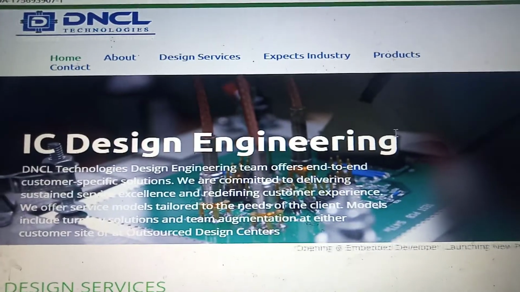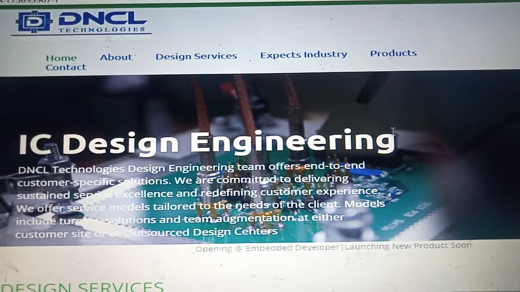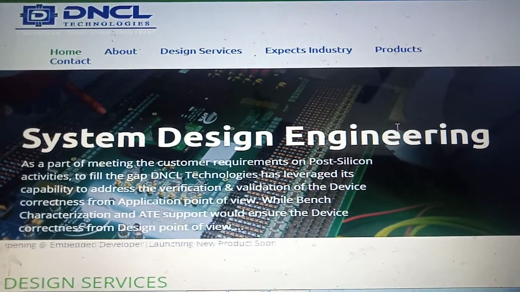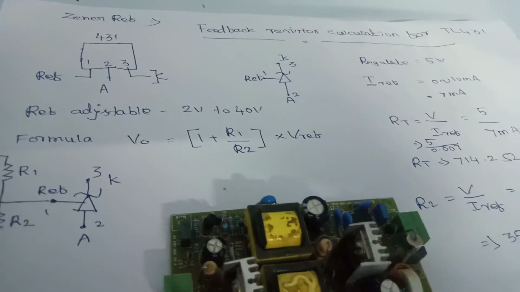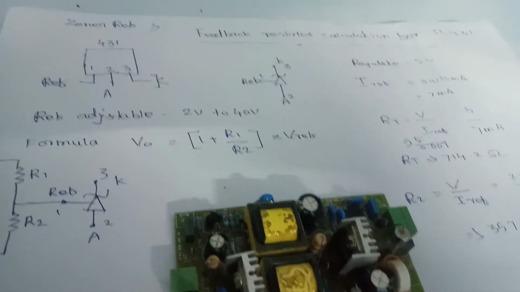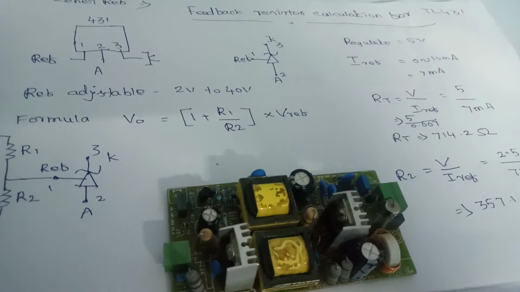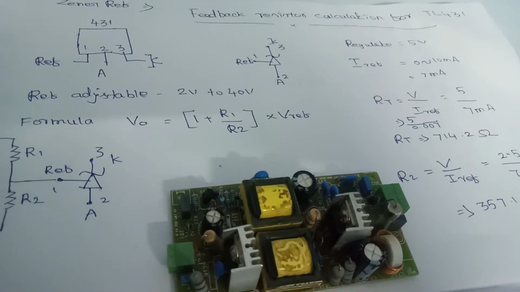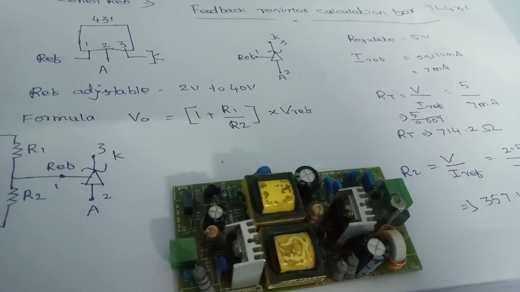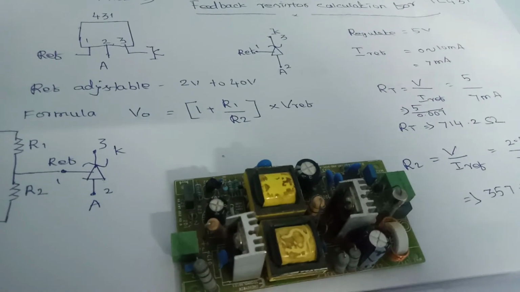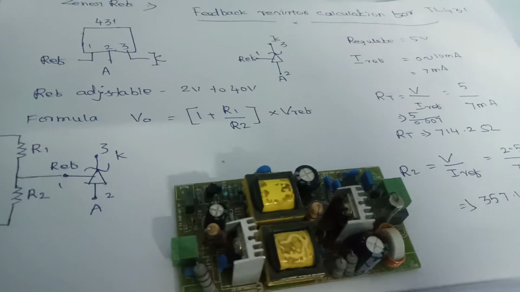Today we're going to discuss the SMPS part, and specifically the feedback circuit, and how we can choose R1 and R2. As I said already, I'll show how to choose the feedback resistor calculation for the TL431, which is called a shunt regulator, and one more thing, we can also call it a reference voltage. So I need to set that voltage.